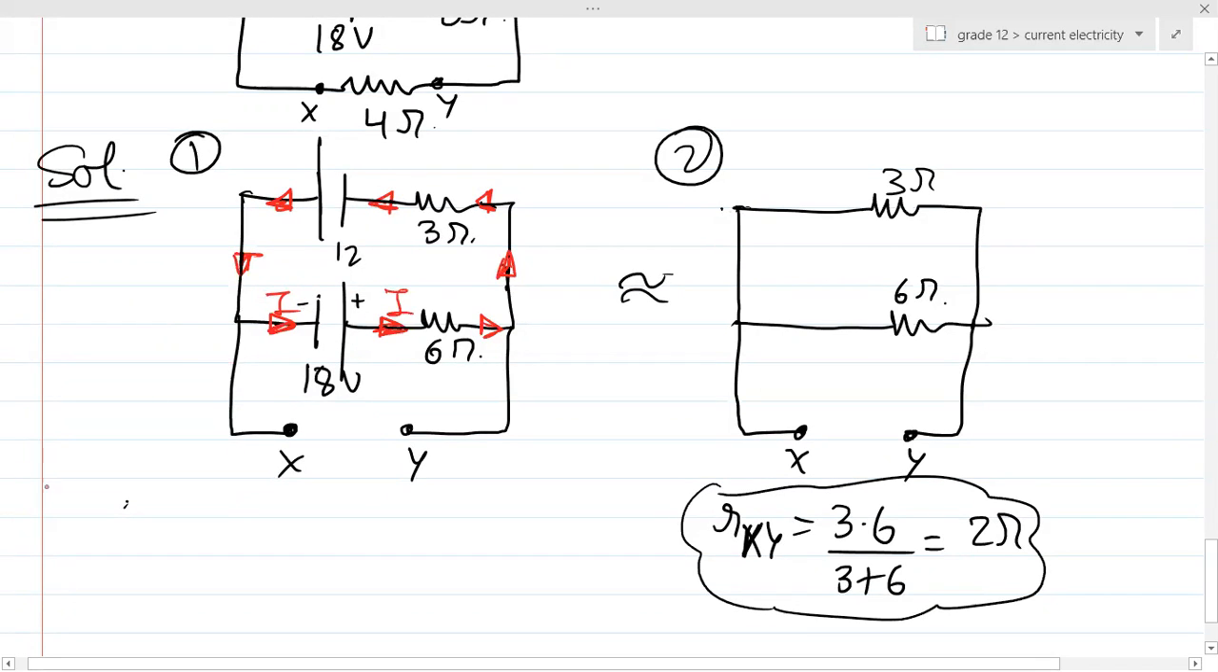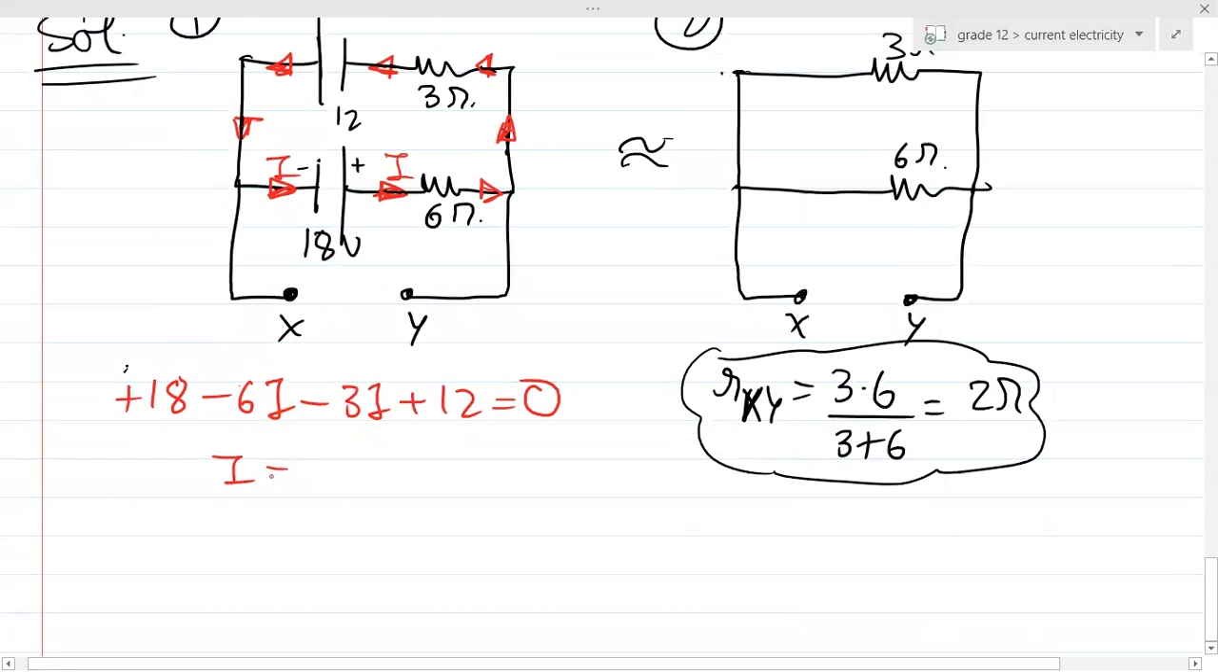So let's say current I is flowing in the loop. Let's start from here: plus 18 minus 6 into I, minus 3 into I, and then plus 12 is equal to 0. Yes or no? So from here, I is basically (18 plus 12) upon (6 plus 3). Can you see both were supporting each other? Are you getting my point, guys? So current will be how much? 18 plus 12 is 30, and 6 plus 3 is 9, so this will be 10 by 3 ampere.